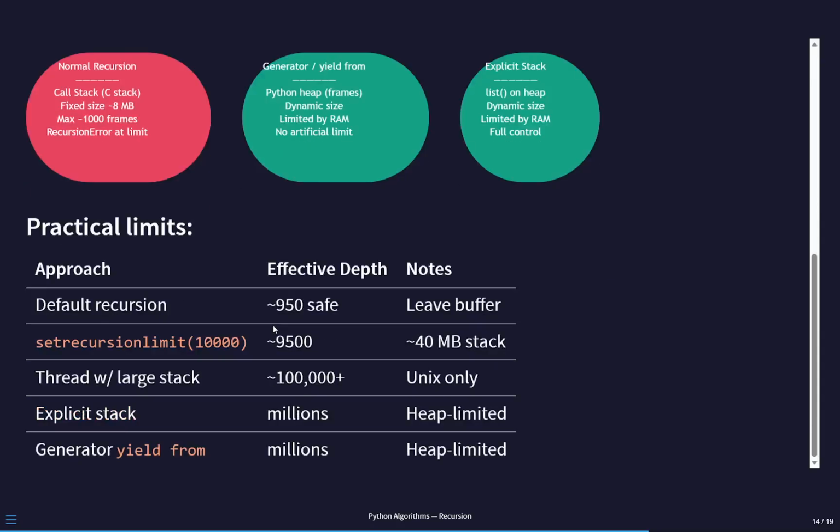Works on any tree or graph, handles arbitrary depth, and produces results lazily, only computing what the caller consumes. When choosing for production code with potentially deep structure, prefer explicit stacks or generators. Reserve set recursion limit for when you have strong guarantees about input depth and need the simplest code.